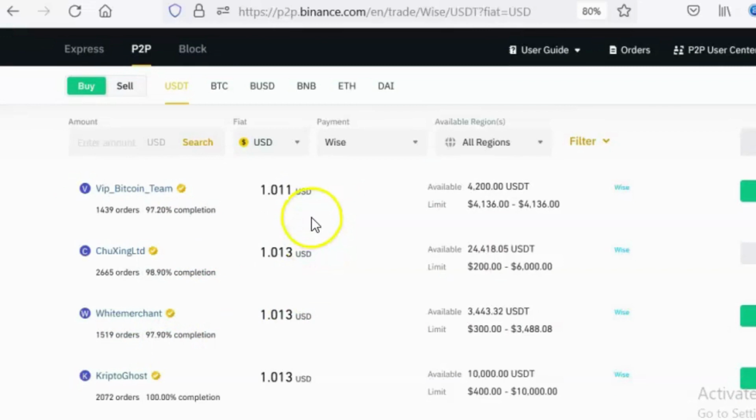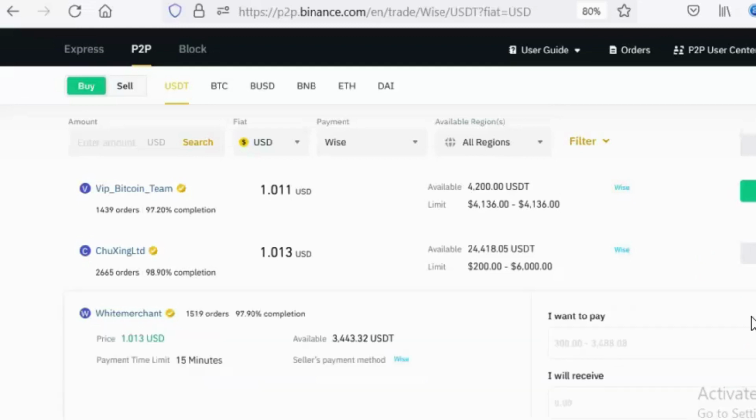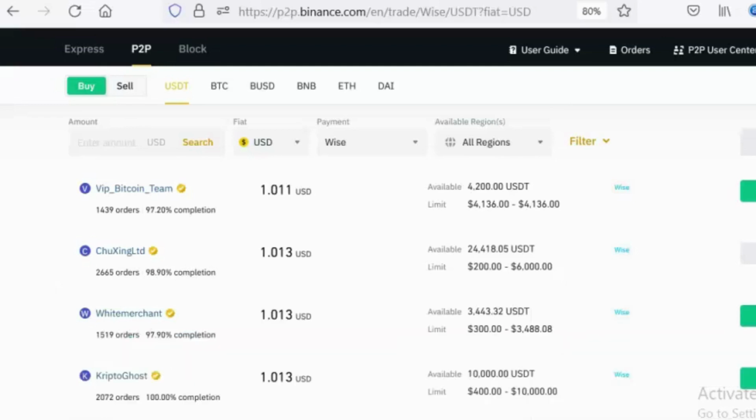You don't necessarily have to pick the person at the top. You may look at others based on other criteria you find more important to you, and you pick. But just for purpose of illustration, let's say we pick this person who is offering between $300 and $3,488, because maybe we have 500 that we want to buy. So all you do is you click that option. When you click that option, the trade is not yet opened. It's for you to see.